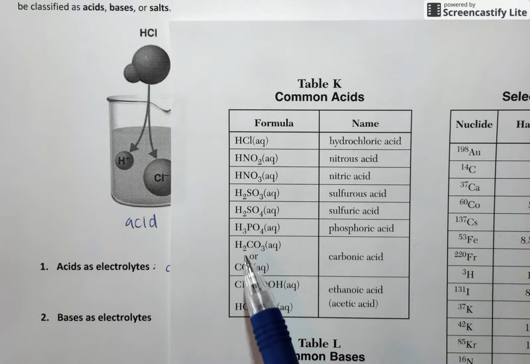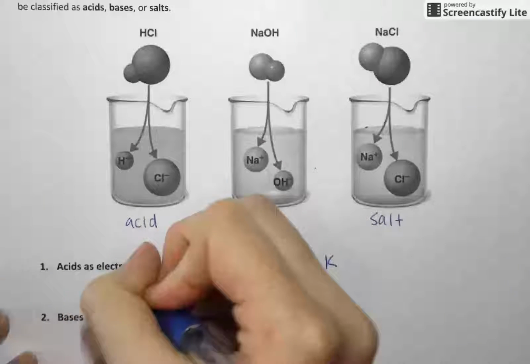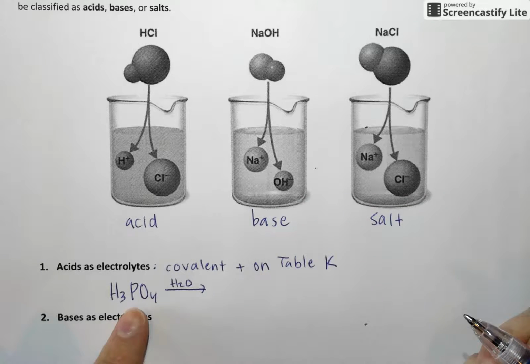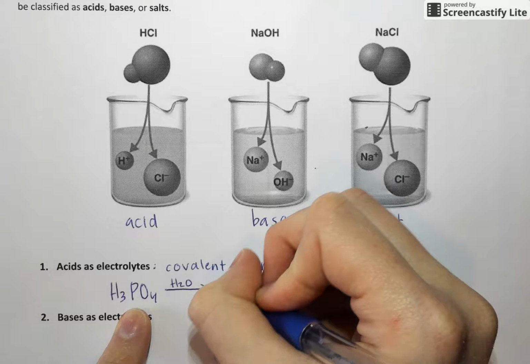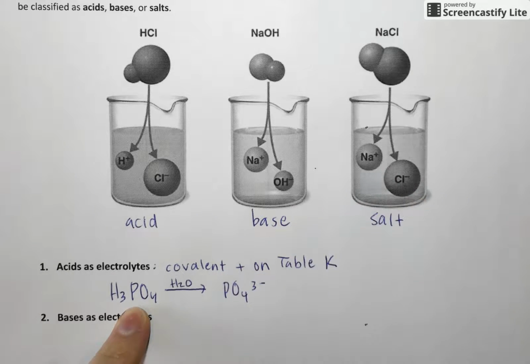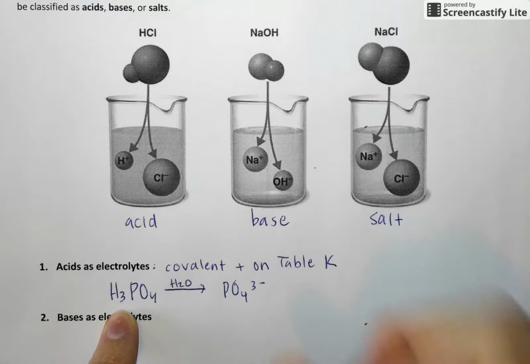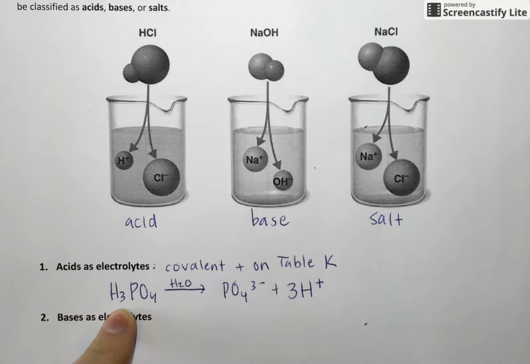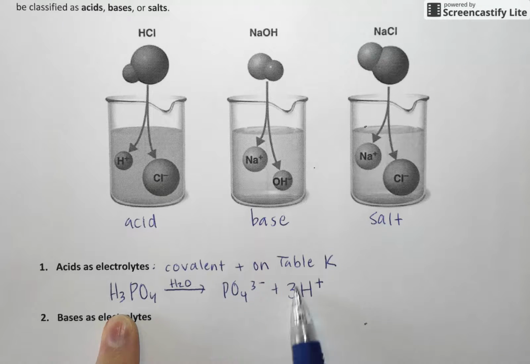So for example, let's take phosphoric acid, H3PO4. If we put that into water, we're going to get that phosphate, PO4 3- from table E, and we're going to have 3 hydrogen ions, so 3 H plus ions. So we've now dissolved H3PO4 and created 3 plus 1 mobile ions in solution. So that's going to be a very good electrolyte.